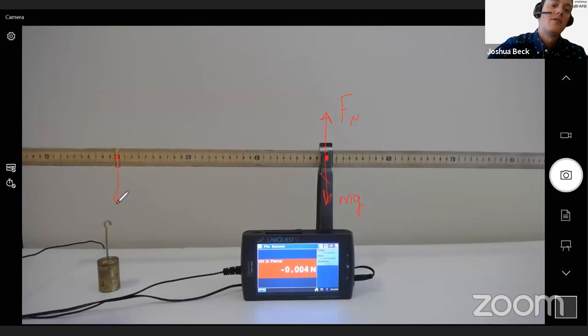Downward force of gravity. And I'm going to call this big M g. Little m we'll call the meter stick. Big M we'll call this extra mass. Now, if this has a mass of 0.2 kilograms, when I multiply that by g, this is going to end up giving me a weight of about 2 newtons.